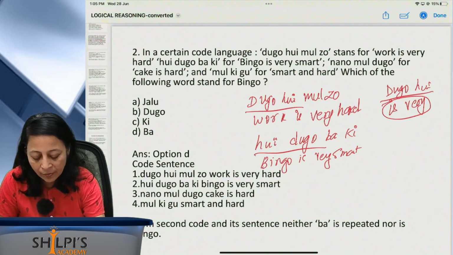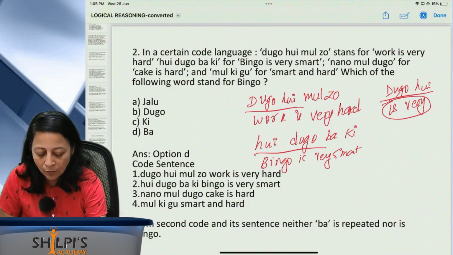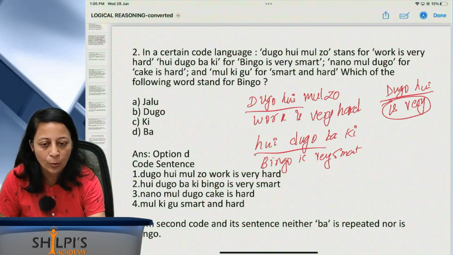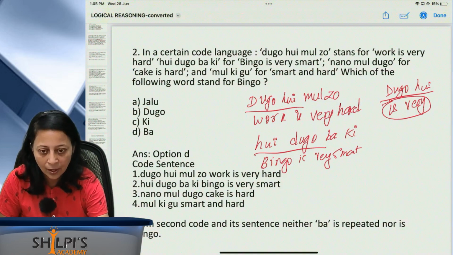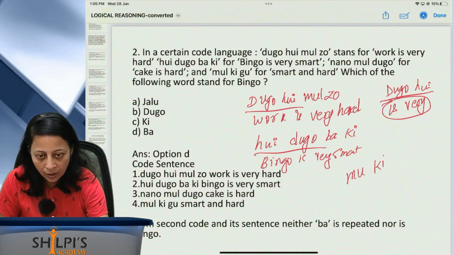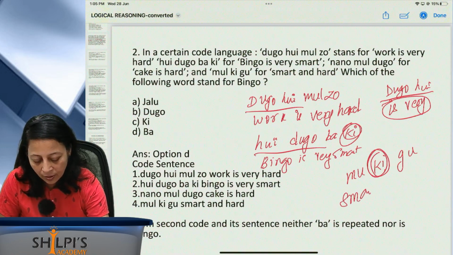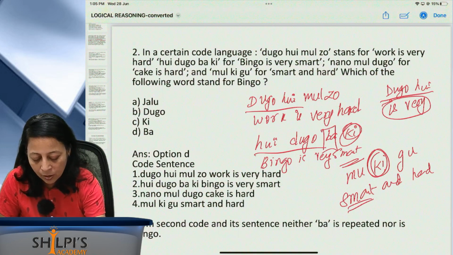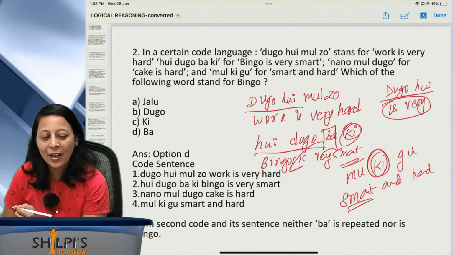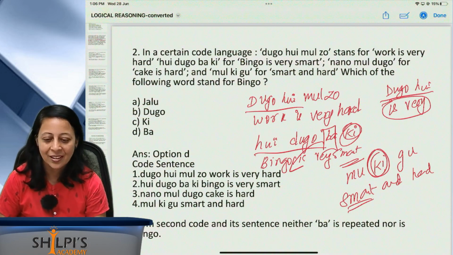Where is bingo? Bingo is with hue, do go, ba, ki. Hue, do go we already got, so either ba or ki should be for bingo. So let's go for the last one where you have ki. Mu, ki, gu. Ki is here also and ki is here also. And here they have mentioned that ki is for smart and hard. So ki means smart is covered. So what is left over here? Ba. So ba means bingo. Got it? Very interesting type of question, right? So the answer is ba.